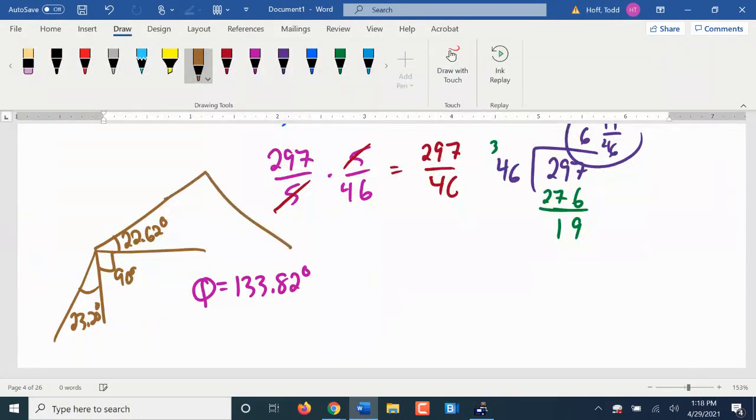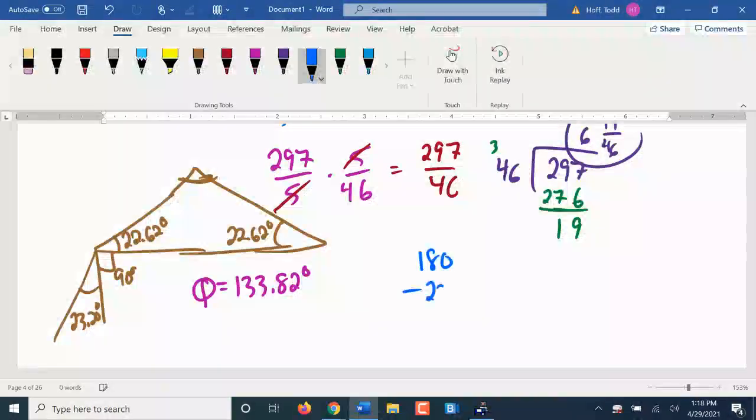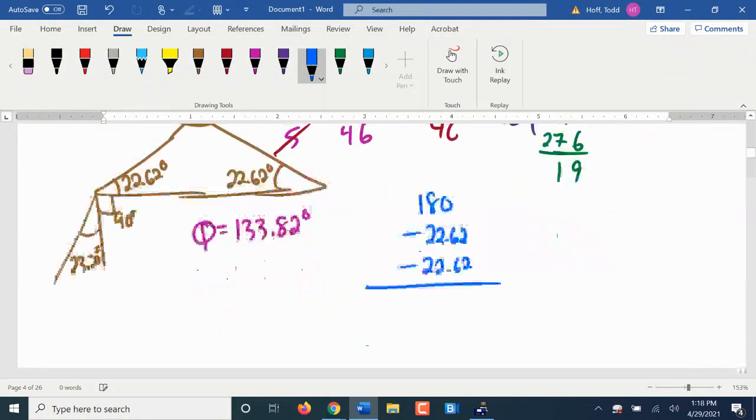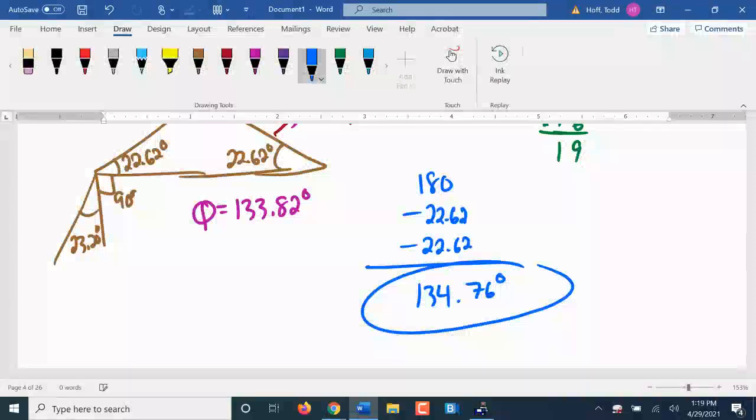And angle theta up here is a little better. Both of these are 22.62 degrees. Angle theta up here is 180 minus those, which is what, 134.76 degrees. Theta. Well, not so bad. We can find all those pieces.